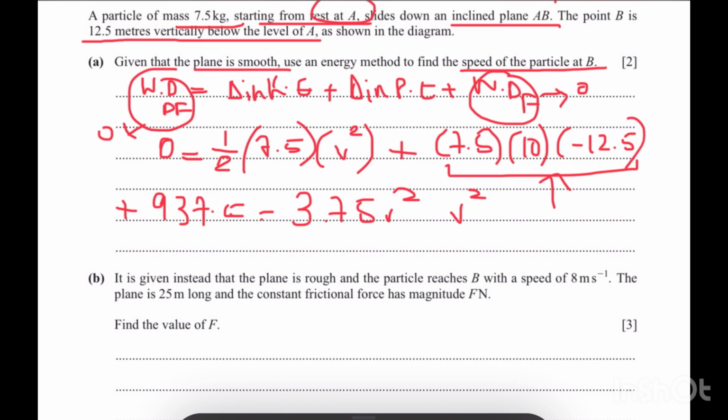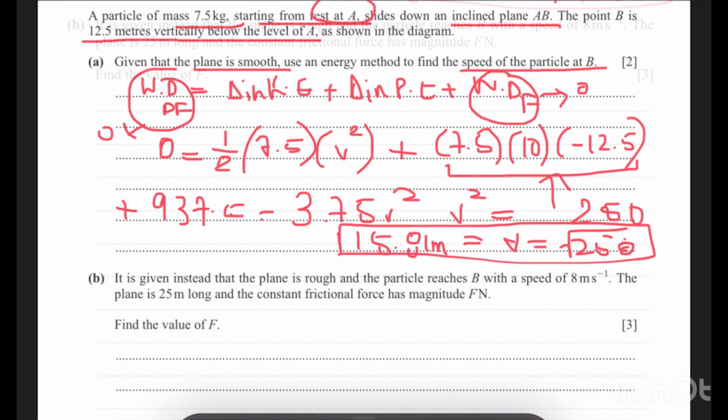When this goes to the other side, it becomes positive. So 937.5 divided by 3.75 is 250, making v squared equal to 250, leaving v, which is the final velocity, equal to the square root of 250. If you want to be exact, that is equal to 15.81 meters per second. So that is part 1.